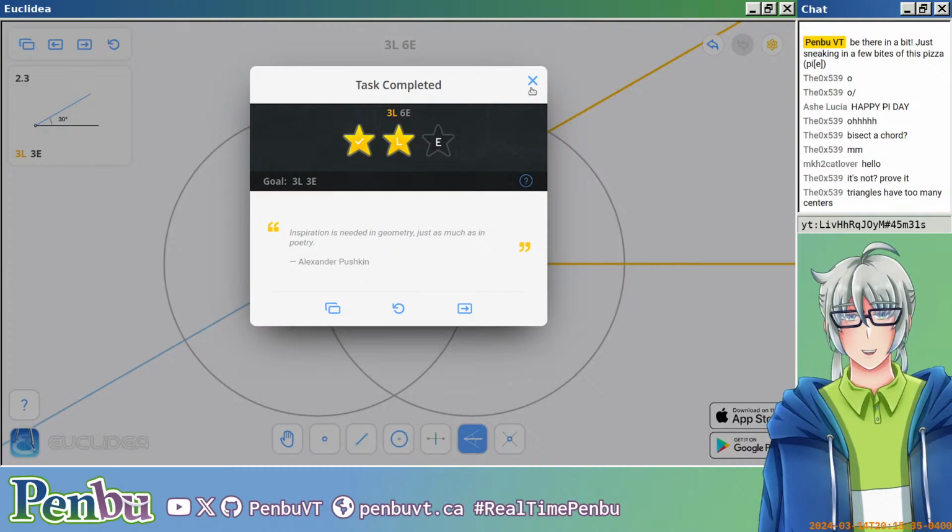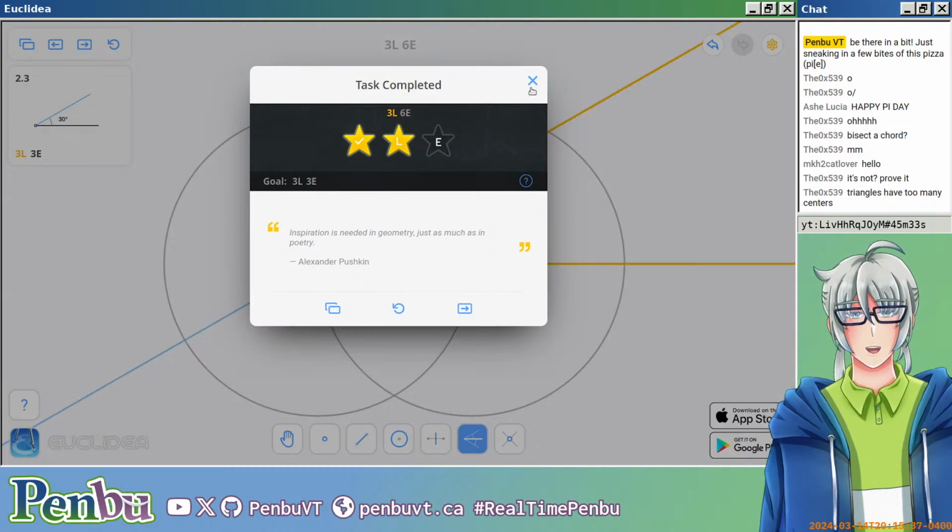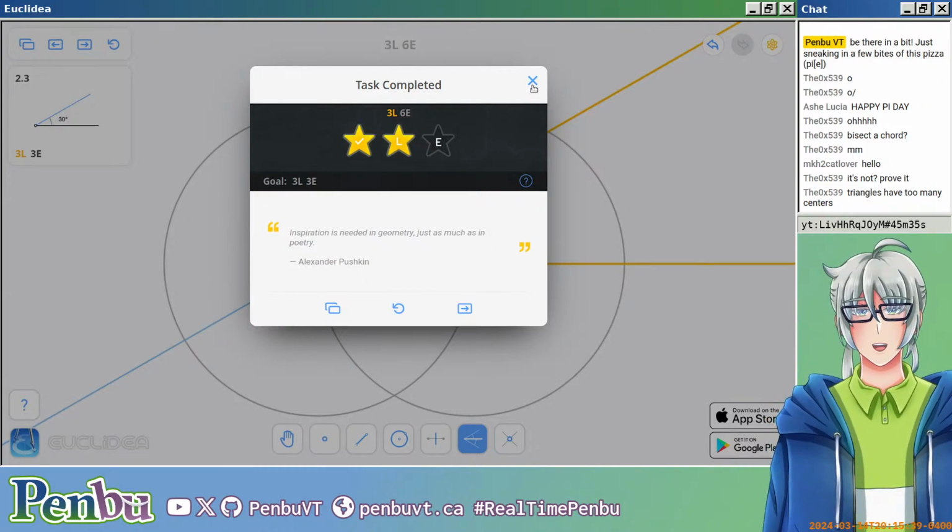Inspiration is needed in geometry just as much as in poetry. Alexander Pushkin.